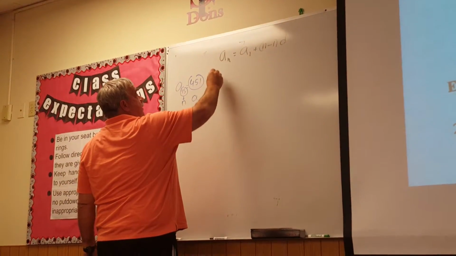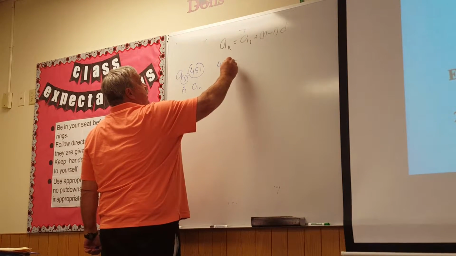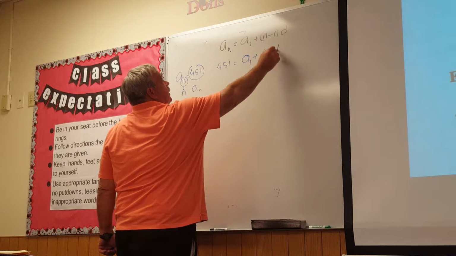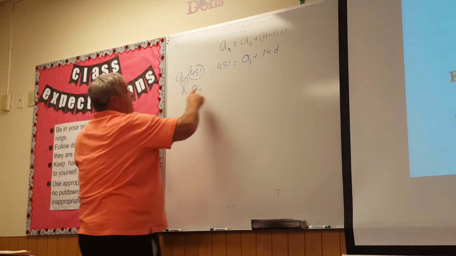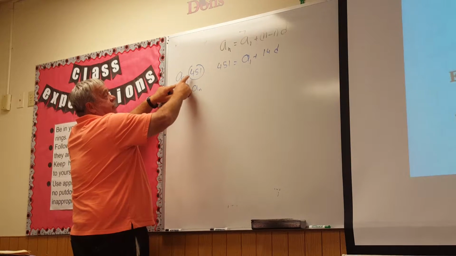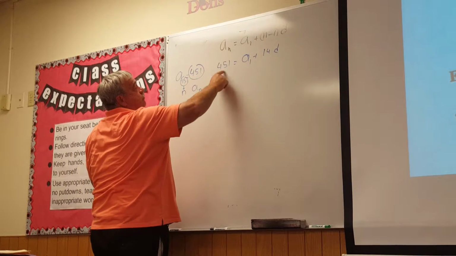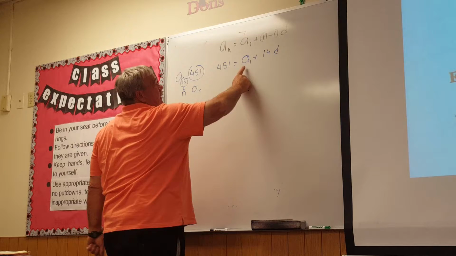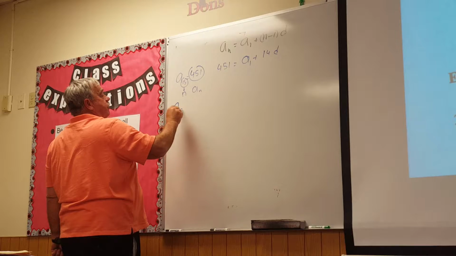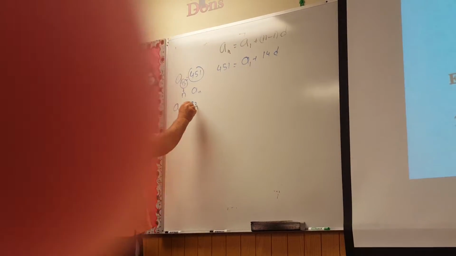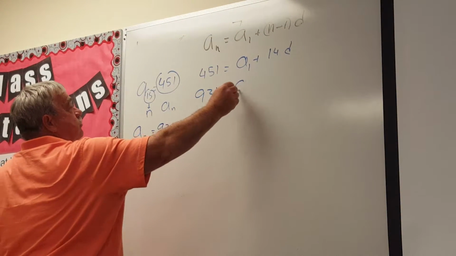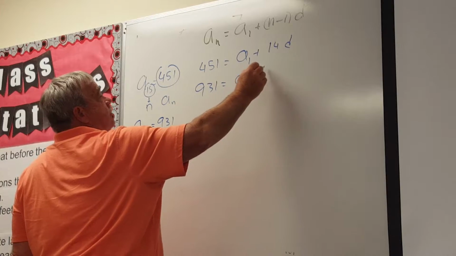This is A to the N, 451 equals A1 plus 14D. How did I get 14? Because N was 15. It says A of 15 is 451. So this becomes 451. And then I have A1 plus 14D. Now it says that the 31st term is 931. So 931 equals A1 plus 30D.